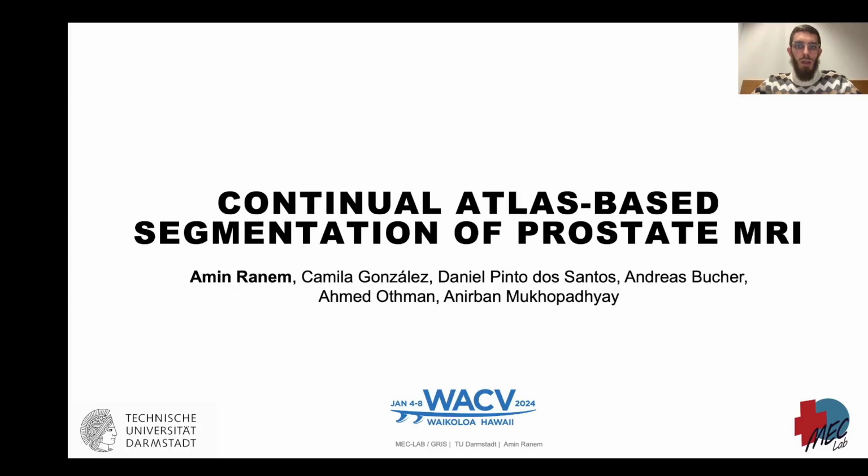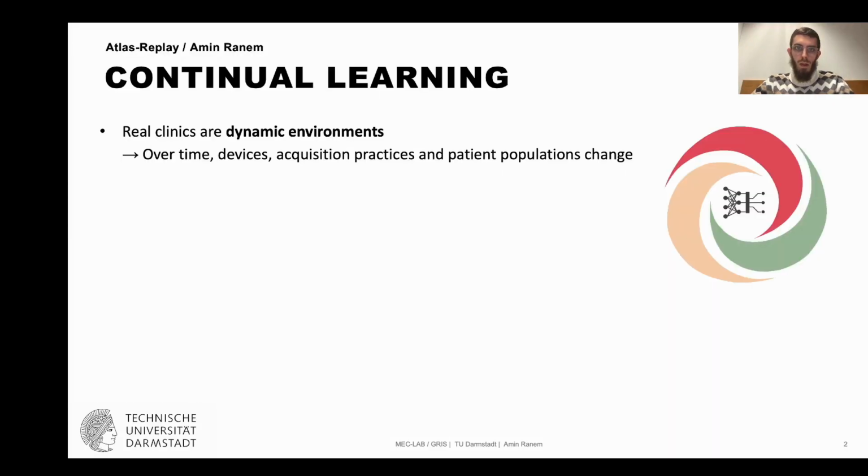Hello, my name is Amin Ranem, and I'm happy to introduce you to our work on continual atlas-based segmentation of prostate MRI. So first of all, why do we need continual learning in medical imaging?